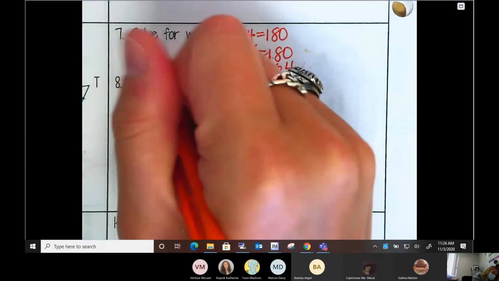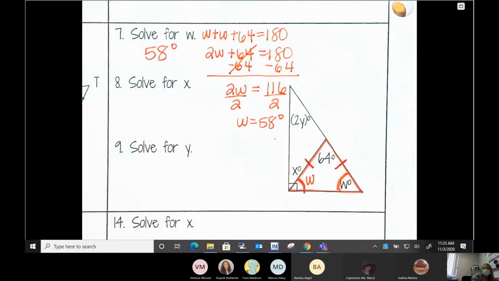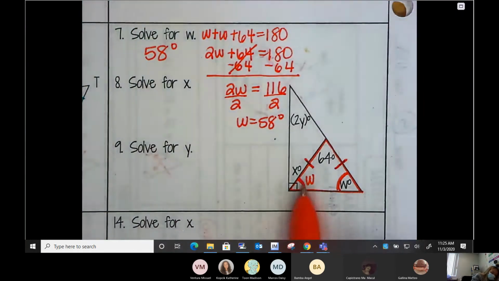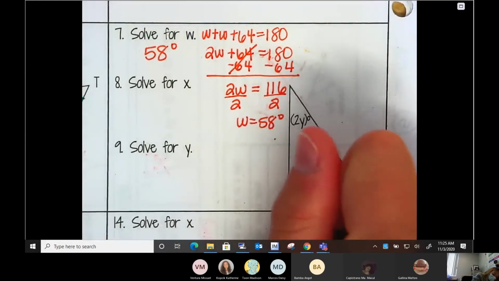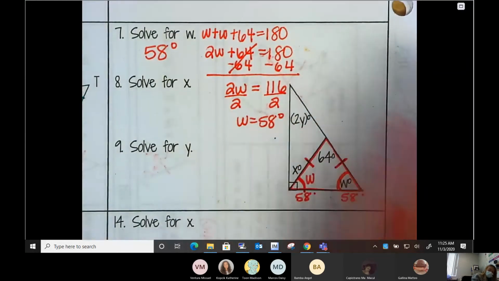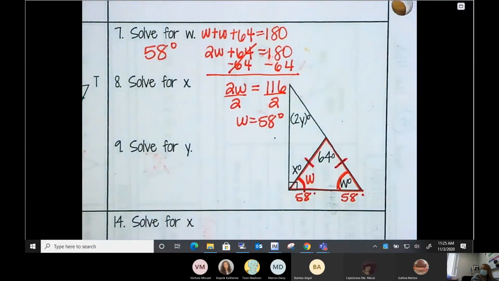Okay. So I've solved my first angle. This angle right here has to be 58. This angle over here has to be 58. Okay, fantastic. You got the first one.